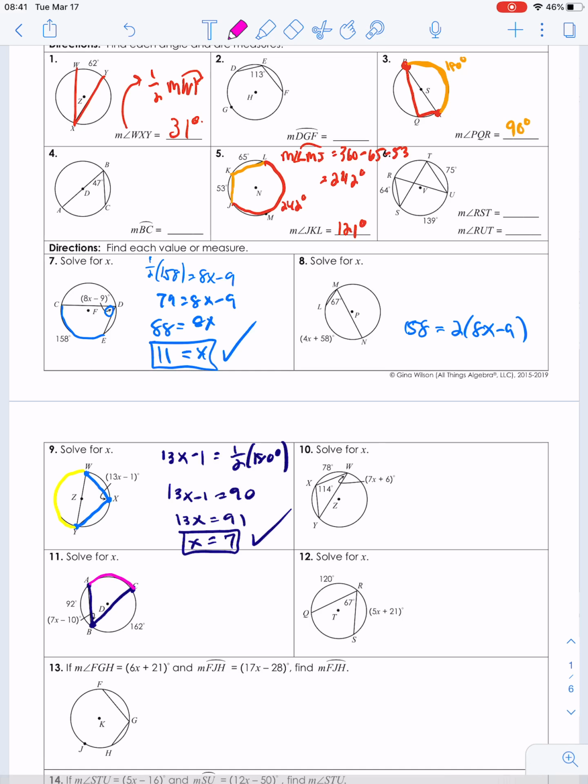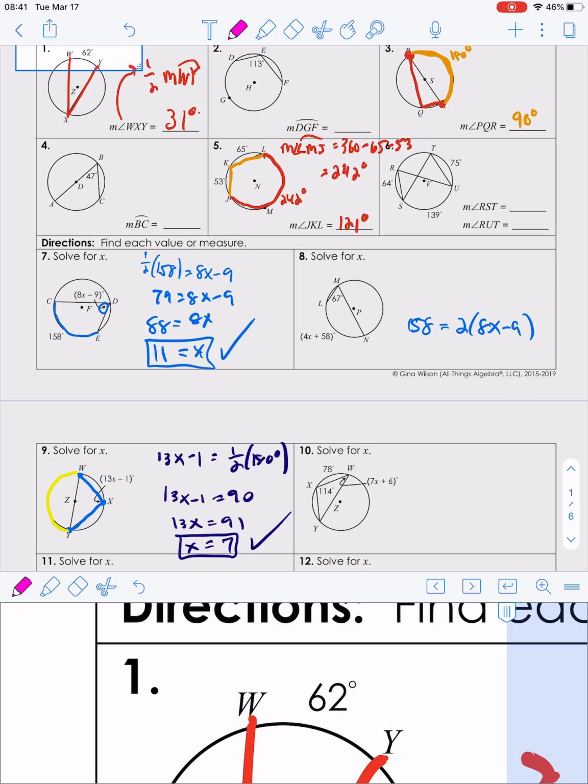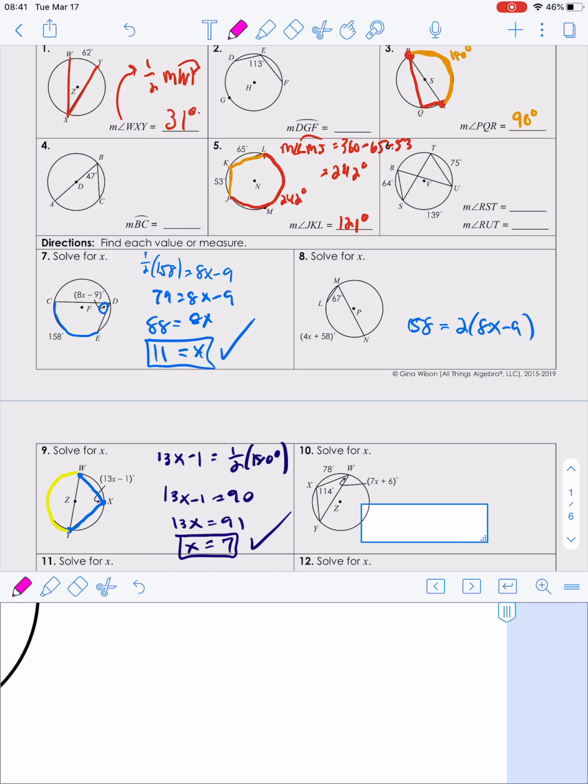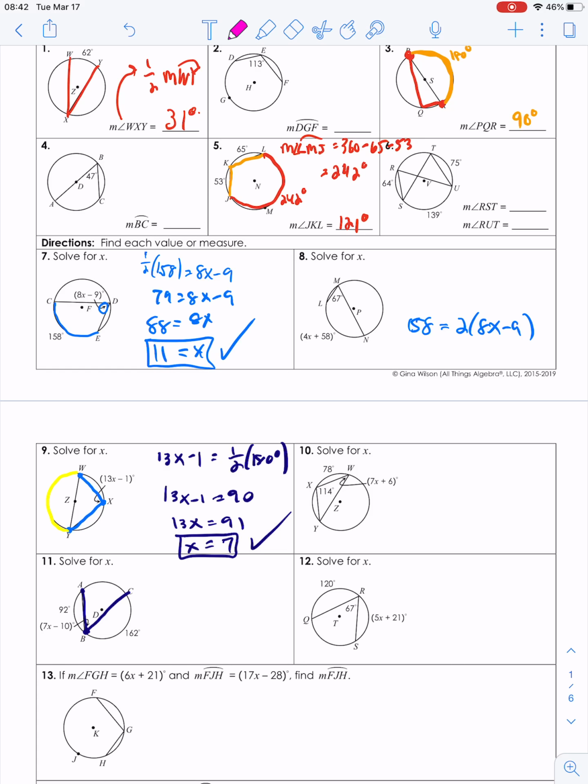going to be, uh-oh, what happened? Oh boy. Okay, there we go. Oh no, got rid of my hot pink. There we go. Which means arc AC right here is going to be equal to 360 minus 162 minus 92.